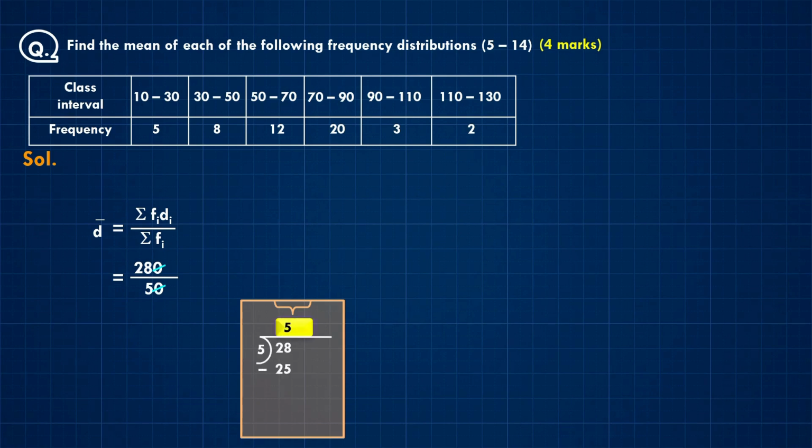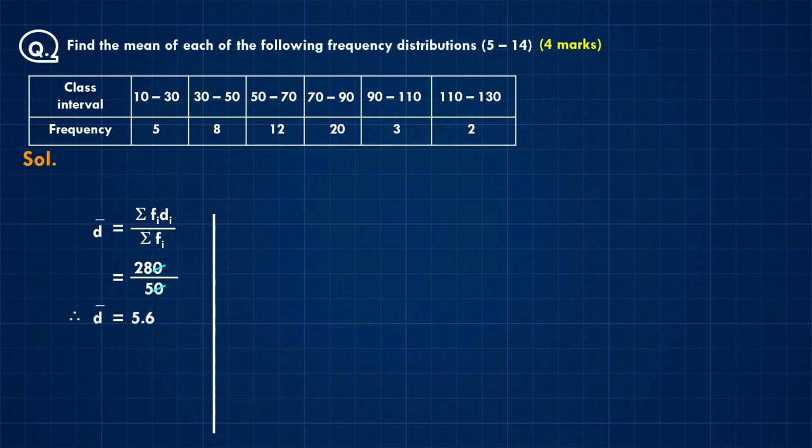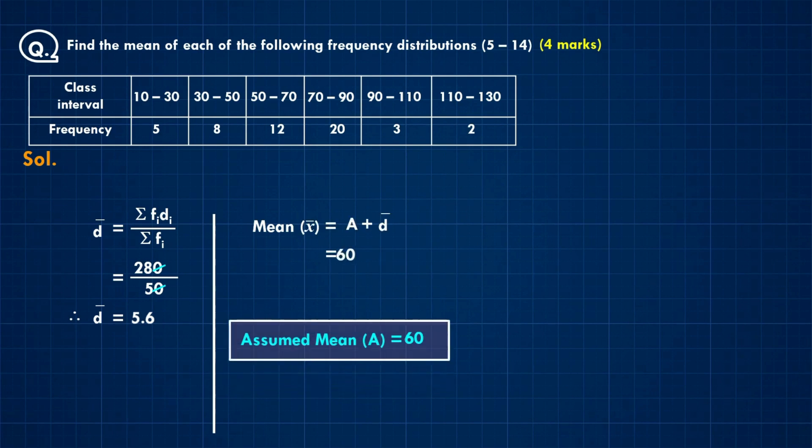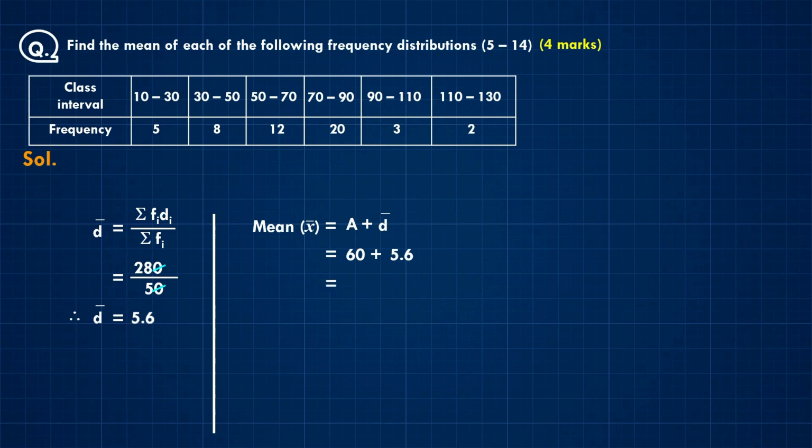Now we will do the division. So which is coming 5.6. Okay, so d bar we got 5.6. So now mean x bar will be equal to a plus d bar, that is 60 plus 5.6, which is 65.6. That is the mean value. Hope this is clear.